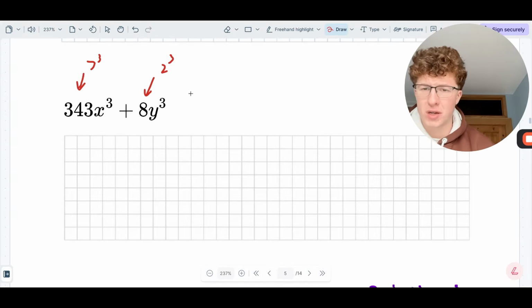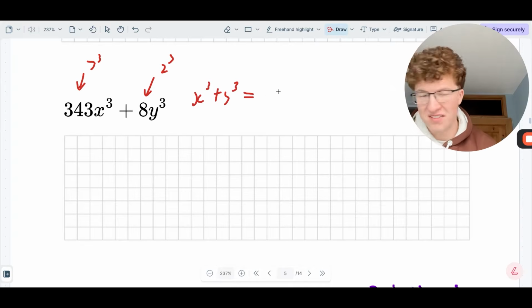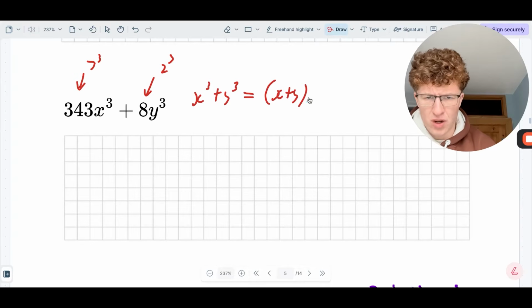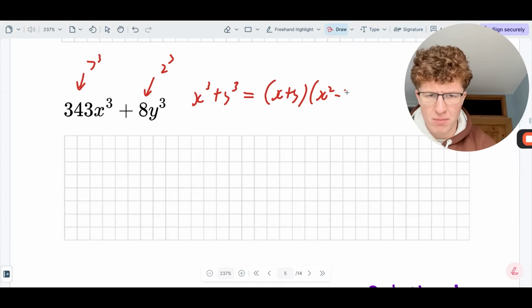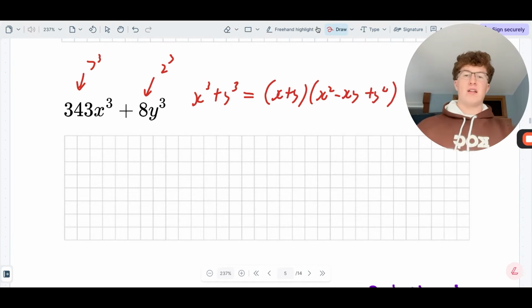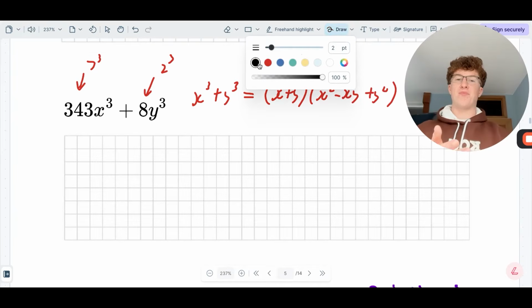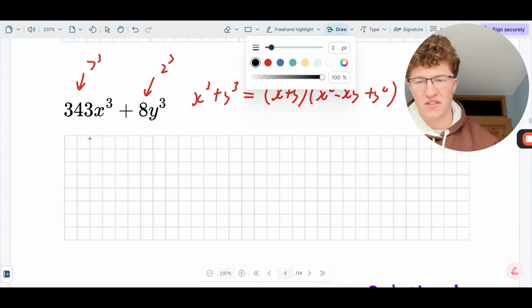So for a sum of two cubes, we have x cubed plus y cubed can be written as x plus y times x squared minus xy plus y squared, like that. Now again, we know the formula, we have our equation, now we just need to fill in.